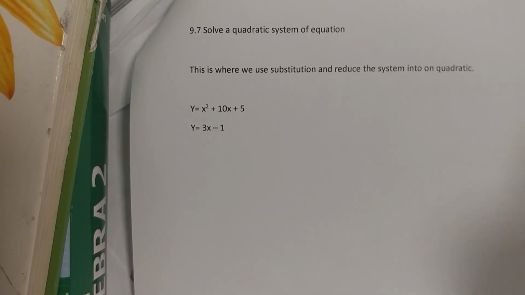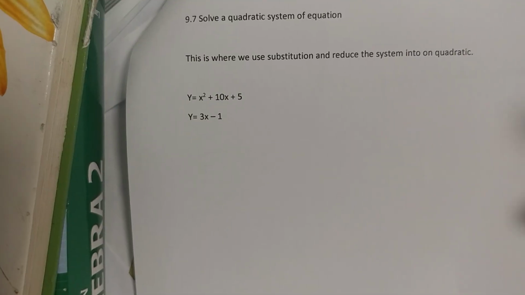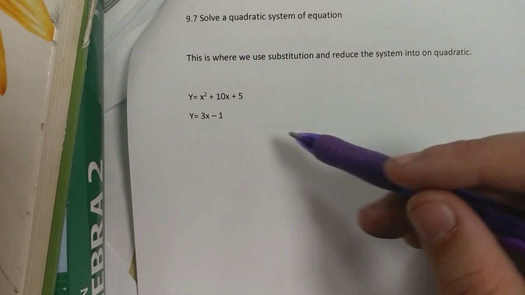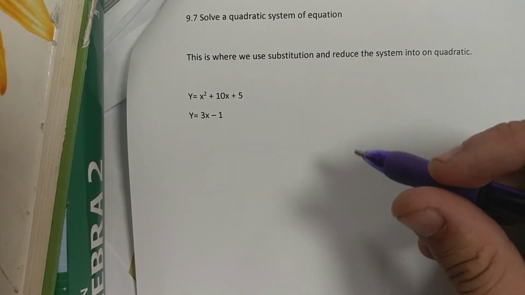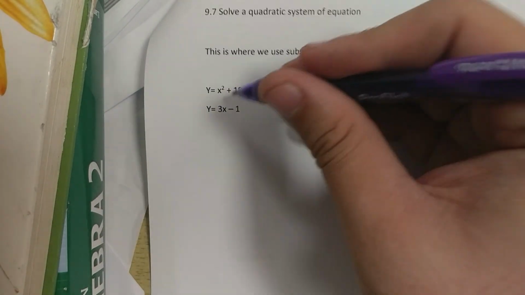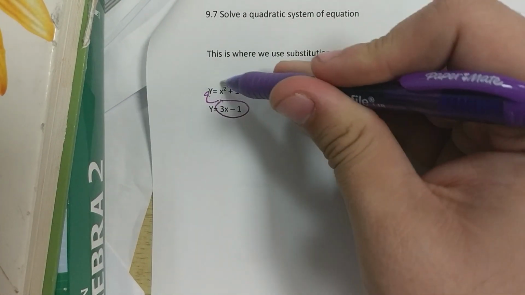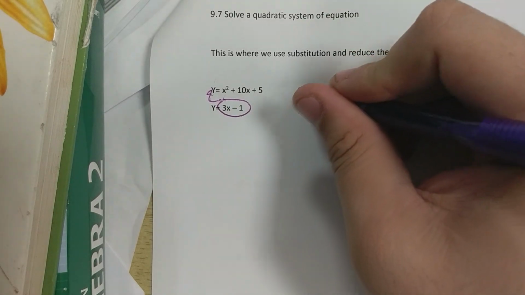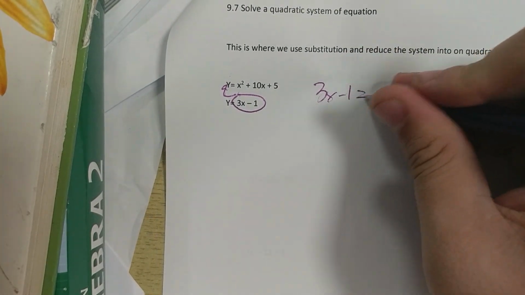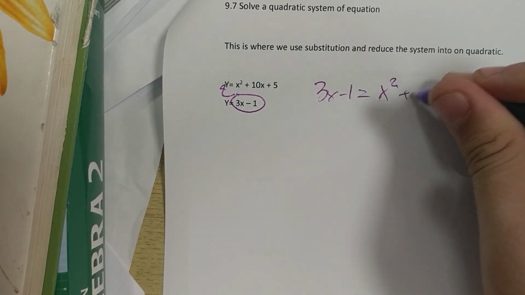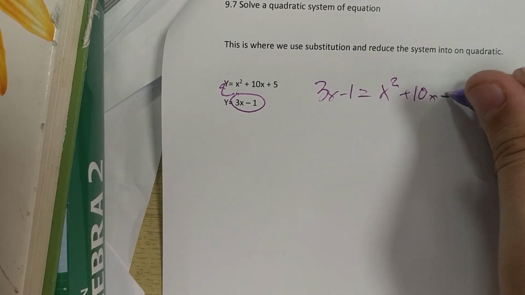So system of equations, where it is difficult is the second part: what are we going to do after we set it equal to 0? But first, what I'm going to do is take this, because y equals 3x, and replace it with the y up here. So 3x minus 1 equals x squared plus 10x plus 5.